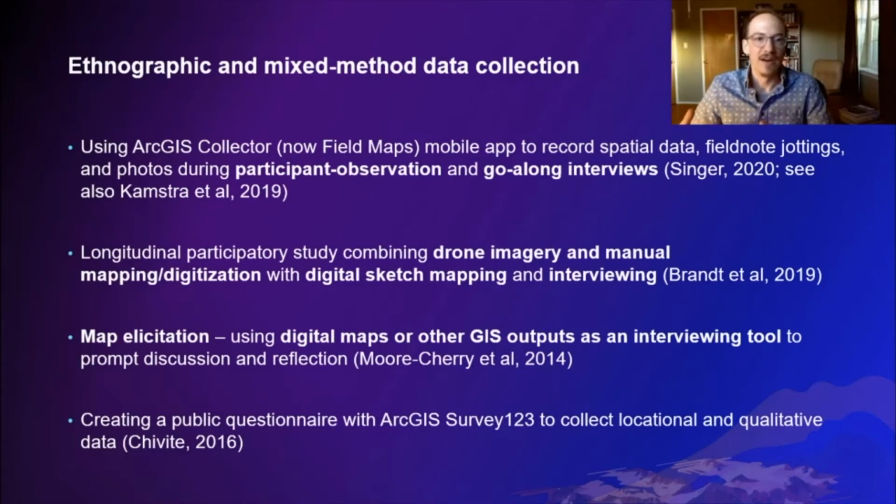In yet another study, the researcher coined the term map elicitation, borrowing from the approach of photo elicitation, but instead of using photos, they used digital maps and other GIS outputs as interviewing tools, which they could use to prompt discussion as well as reflection with their respondents. And lastly, numerous government agencies and citizen science initiatives have used things like ArcGIS Survey123 to collect locational as well as qualitative data for various projects. So next, Lane is going to briefly talk about a couple of these examples.